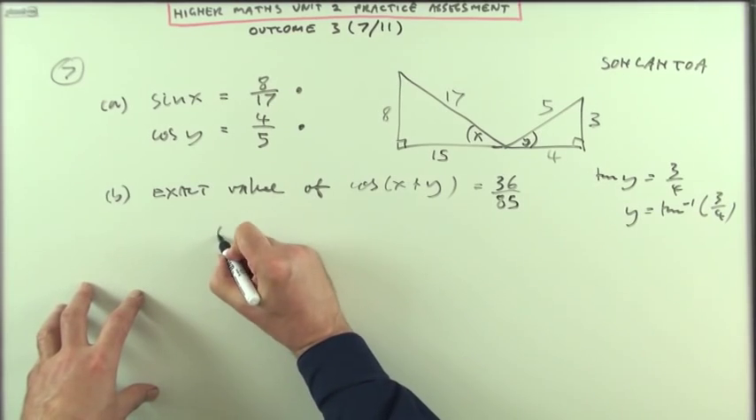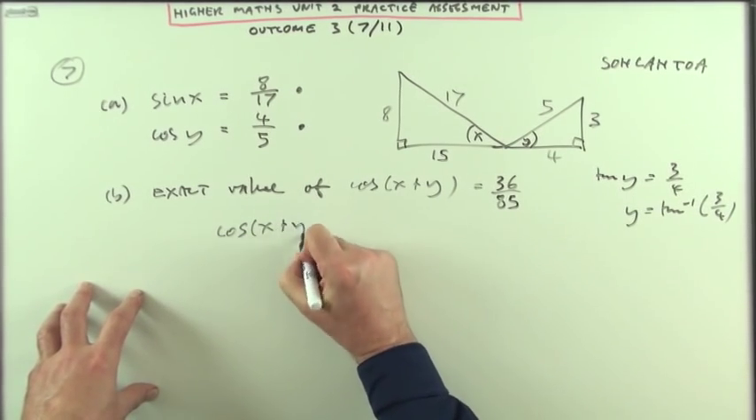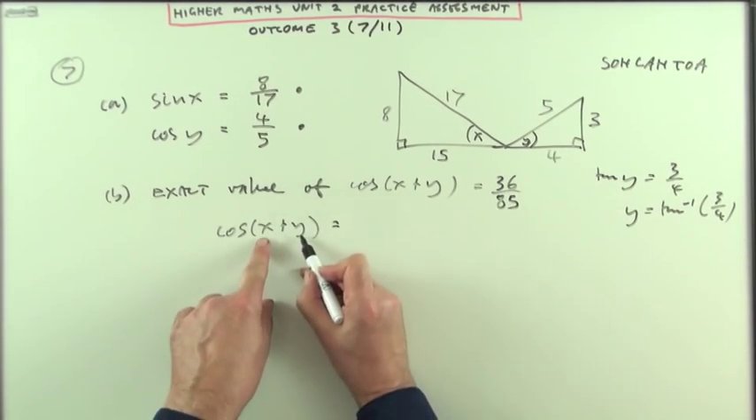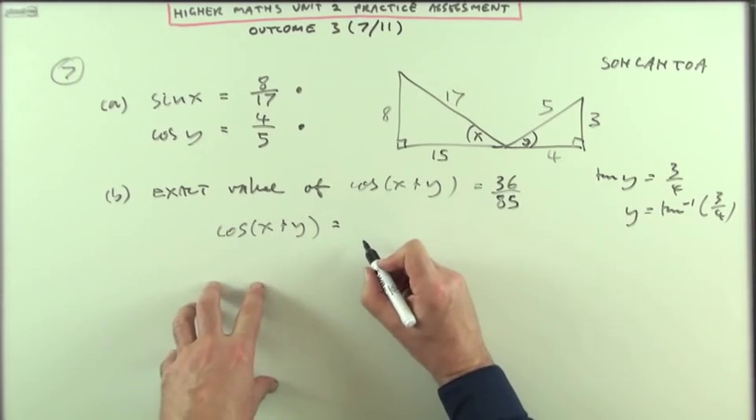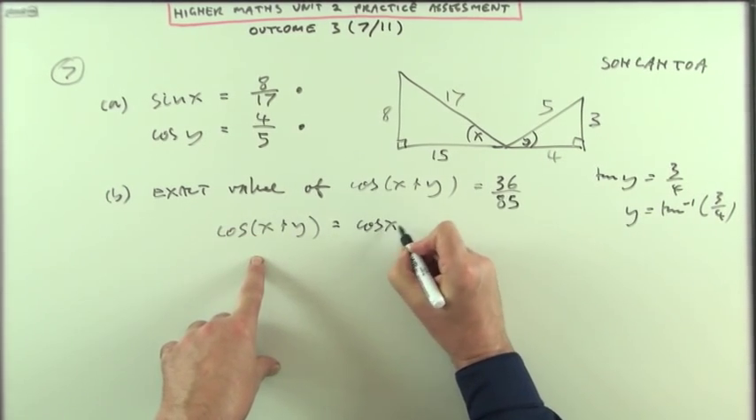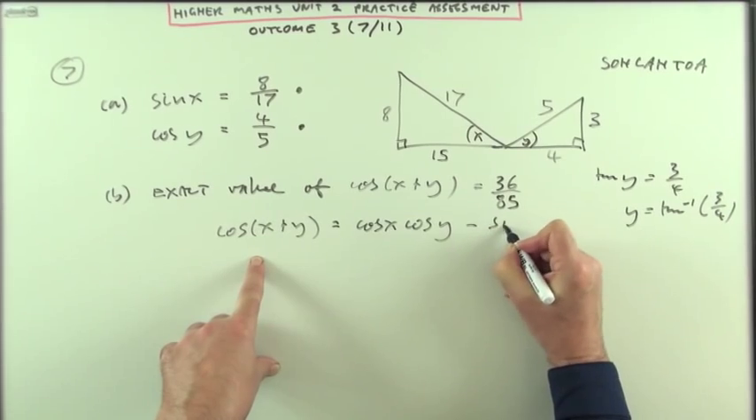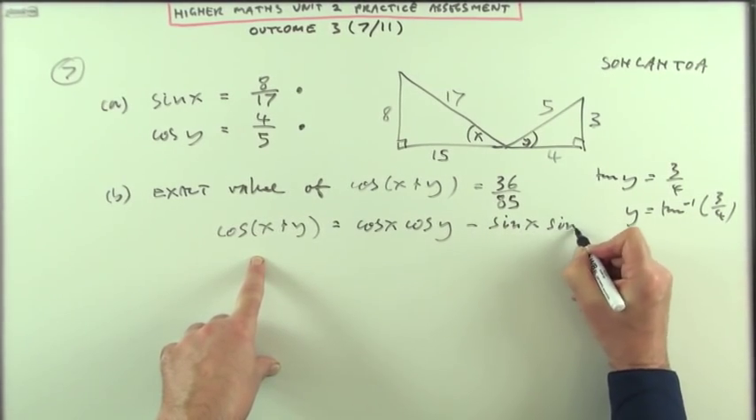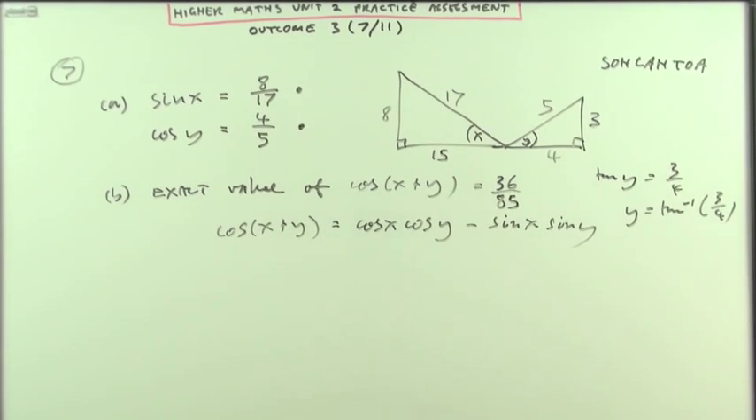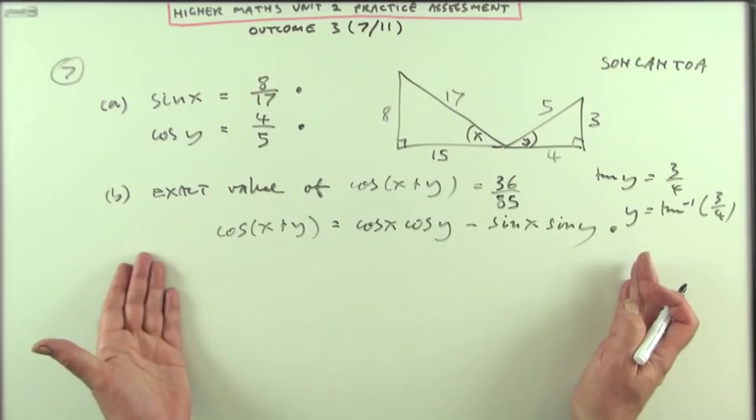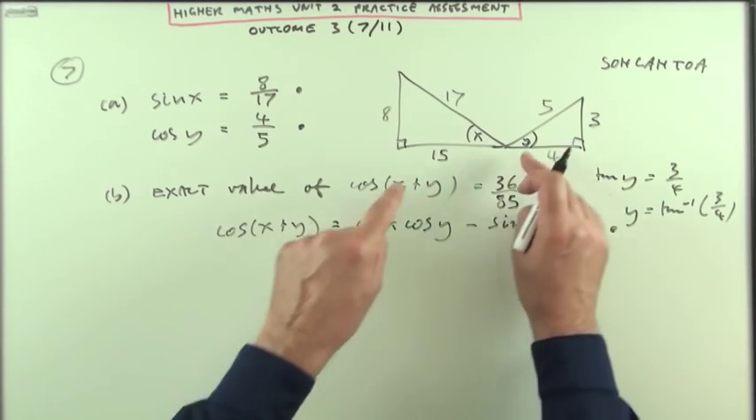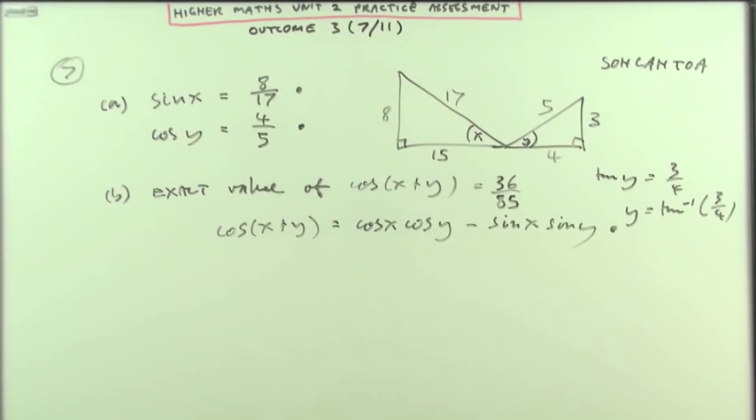The first mark here is for saying, well, cos x plus y, look it up, using x and y in the template of it, is cos x cos y minus sine x sine y. Now that gets you a mark. There's nothing to that, is there? Just copy the formula down, or make sure you put down the appropriate variables.